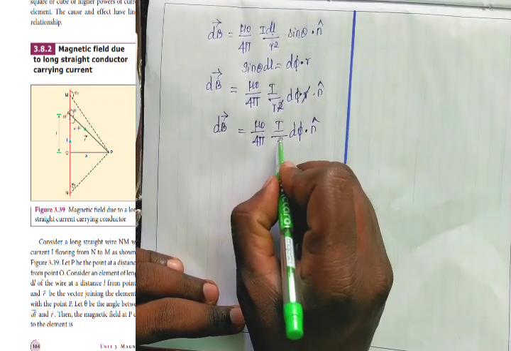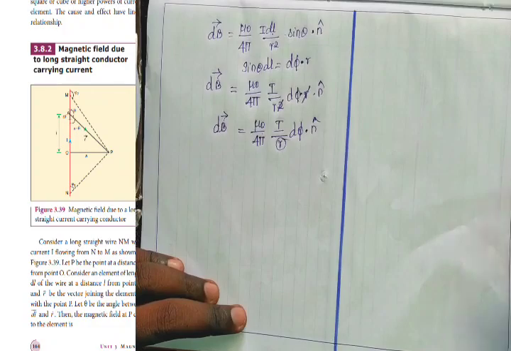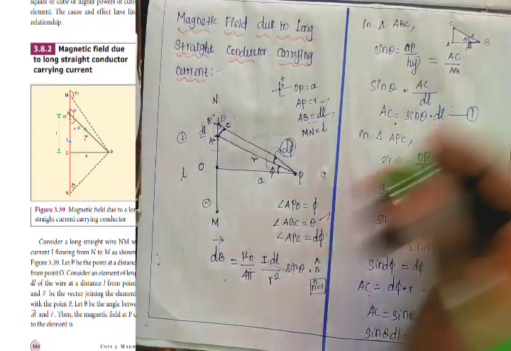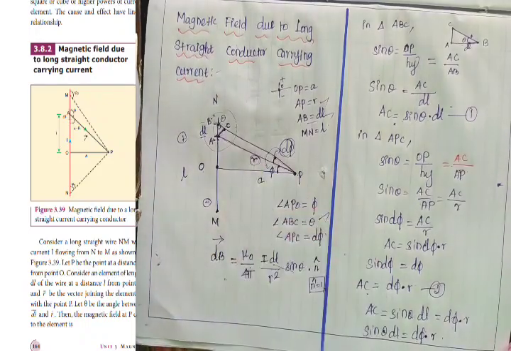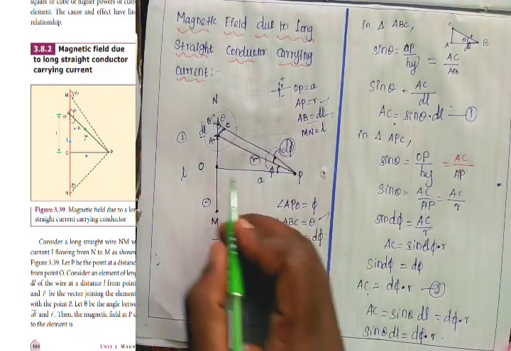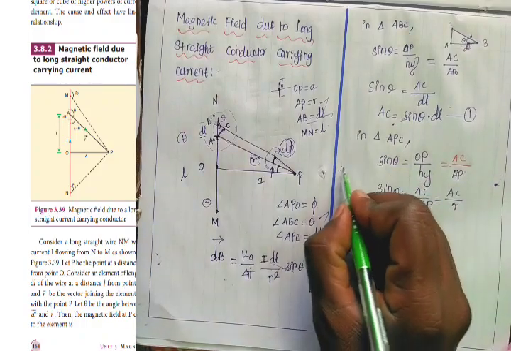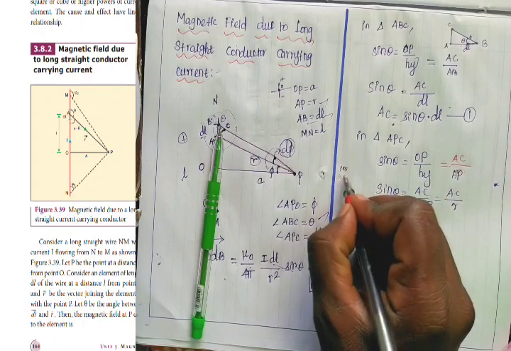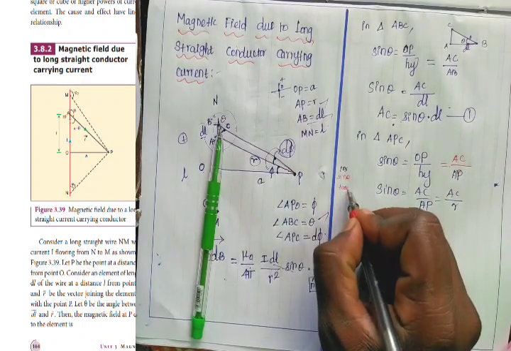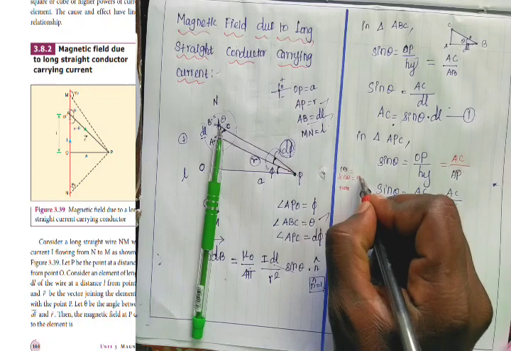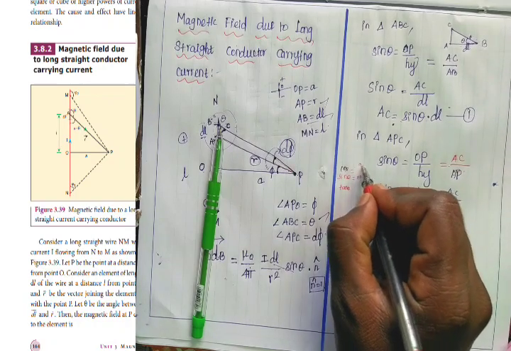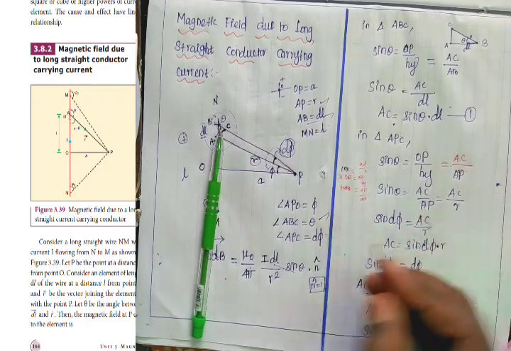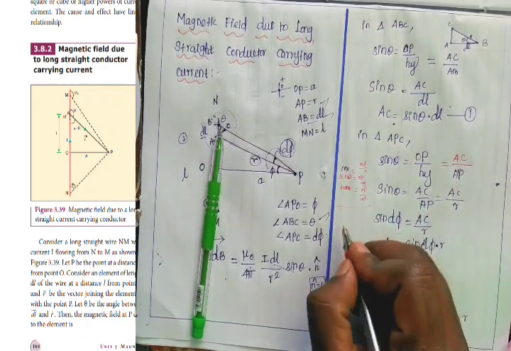So next we want to calculate the R value from the diagram. For the R value we have three choices: cos theta, sin theta, and tan theta. Sin theta is opposite divided by hypotenuse, cos theta is adjacent divided by hypotenuse, and tan theta is opposite divided by adjacent.